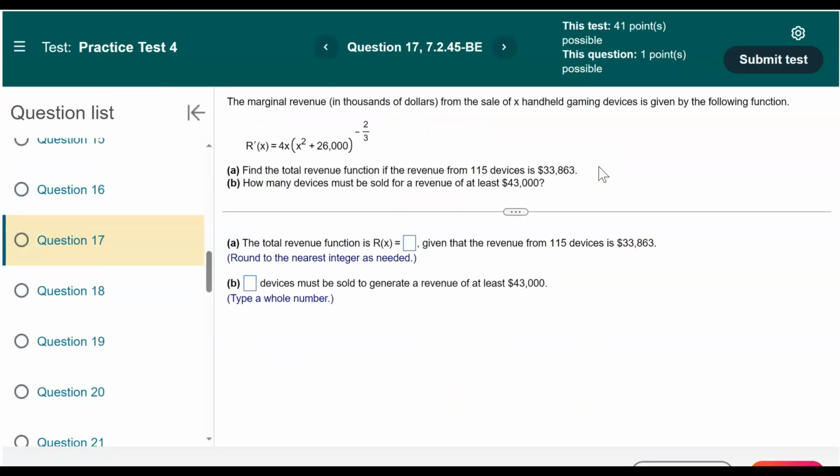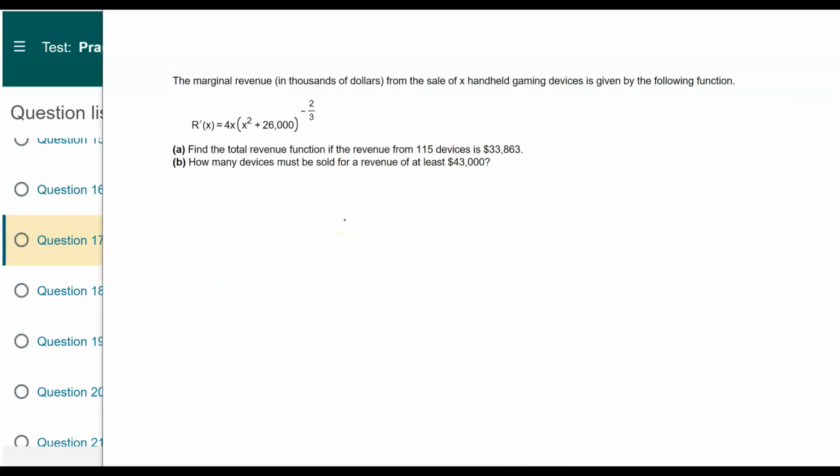In the next question here, you are given the marginal revenue, in thousands of dollars, from the sale of x handheld gaming devices, and it's given by this function here. You're to find the total revenue function given this initial condition, and also determine how many devices must be sold for a revenue of at least $43,000. To do this, we follow the same principle we did in the exercise a few questions ago. We are going to find R of x from R prime of x, and that is just integrating R prime of x.